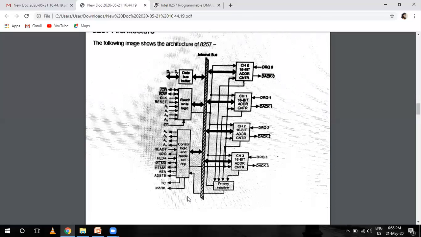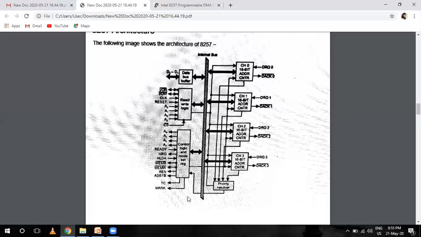Next is the control logic and mode set register. This control logic has the address lines A0, A1, A2, A3. Basically A4, A5, A6, A7 are also there. A0 to A3 are in the read write logic, and A4 to A7 are in the control logic. When we are talking about pins like HRQ, we discuss them in the pin diagram, to see what is the role of each pin.